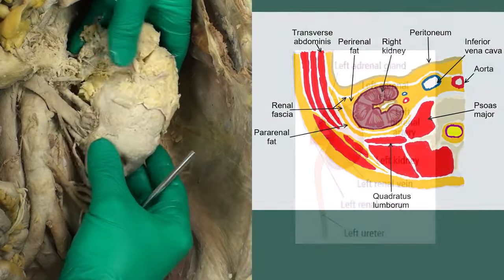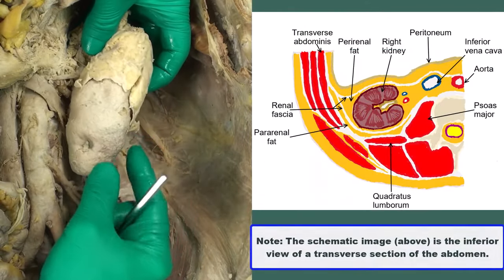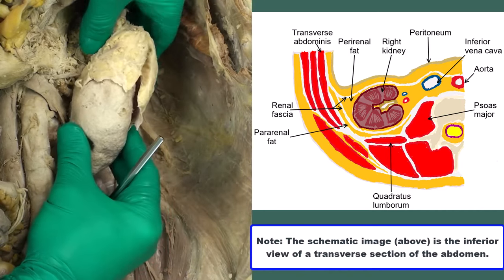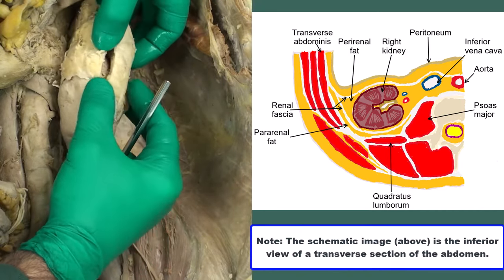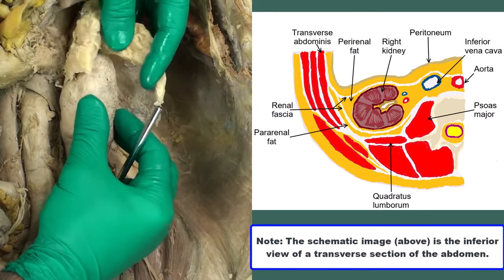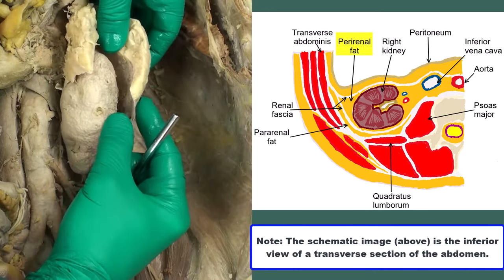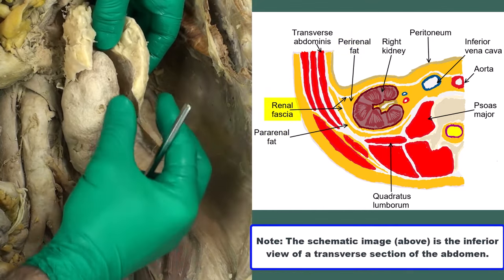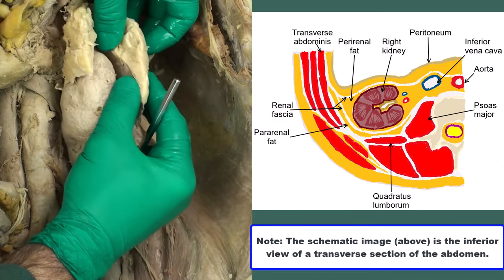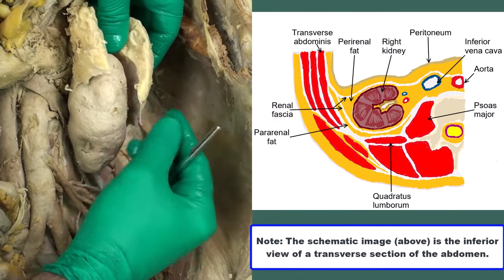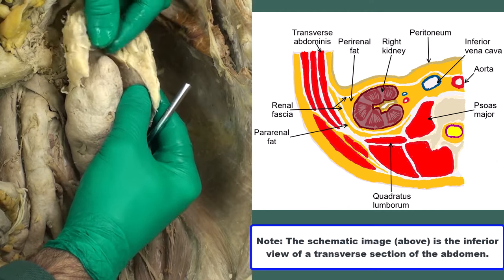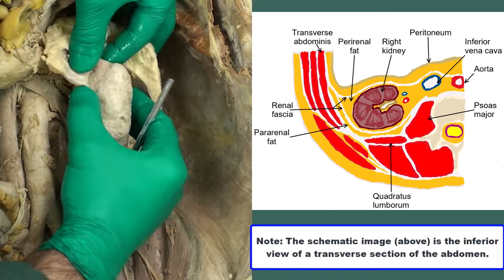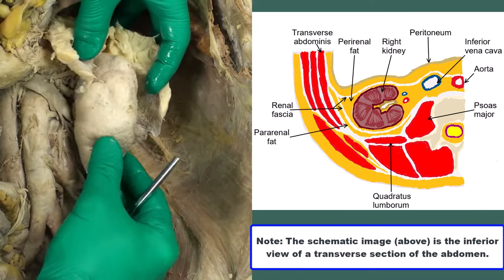Also good to know that each kidney is surrounded by layers of fat or connective tissue. On this side, we have opened the layer of fat here. So we have perirenal and pararenal fat with renal fascia separating these two. But practically, in the dissection, we cannot separate them, so it's just these two together. And as you can see, we can easily take the kidney out of that layer.